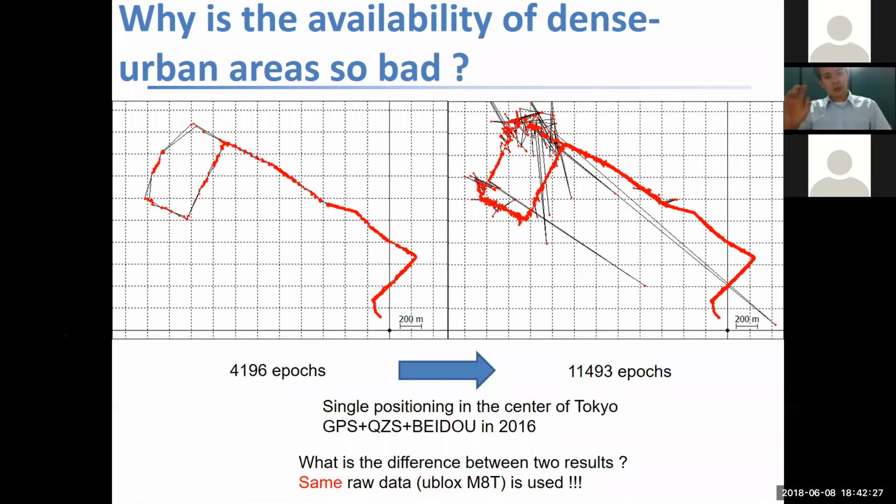Do you know? I just changed the minimum carrier to noise ratio. The left one has no minimum carrier to noise ratio. The right one has a minimum carrier to noise ratio; I set only 35 dB-Hz. If you set 35 dB-Hz, the number of least squares solutions increased from 4,200 to 11,000. Please remember that RTK uses the chi-square test. This is my personal opinion: the chi-square test is too strict in this case, too strict. So please remember that.